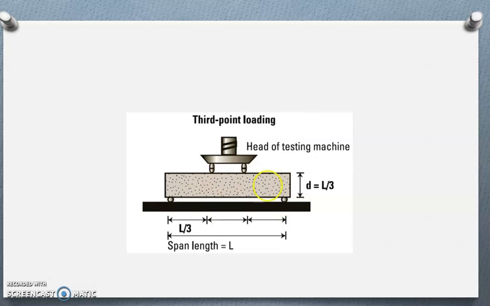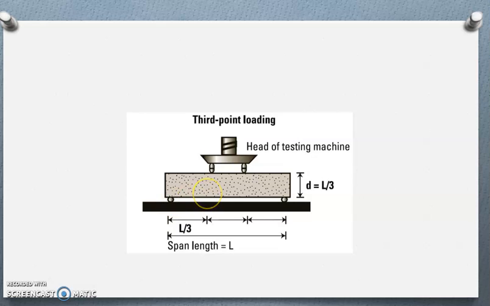These rollers are mounted at a center to center distance of 600 mm, because on either side 50 and 50 we leave. The total length is 700 mm. So in between 600 mm will be there, and 50 on either side you will be leaving.